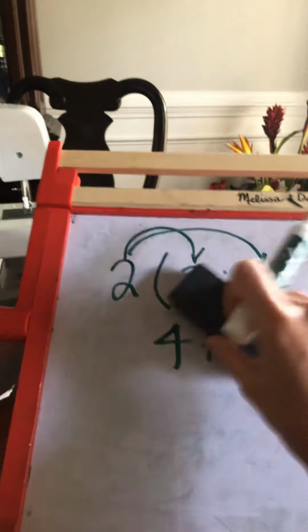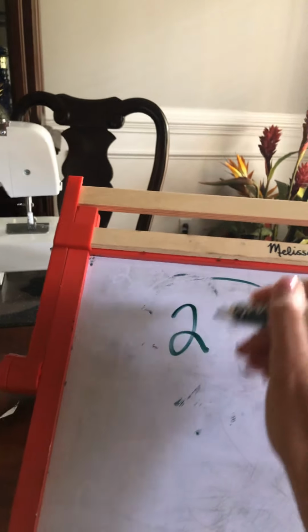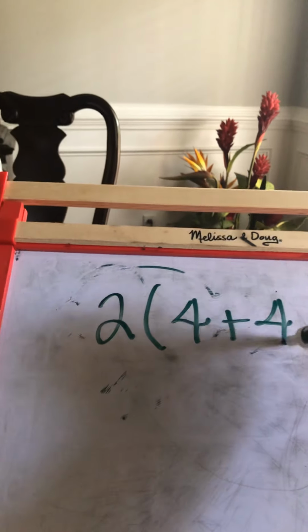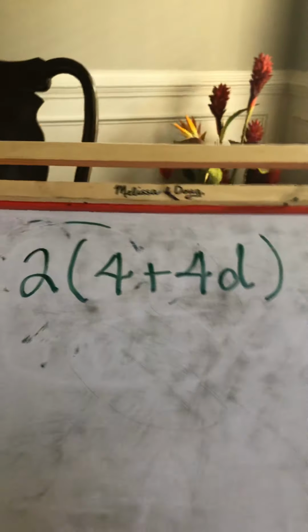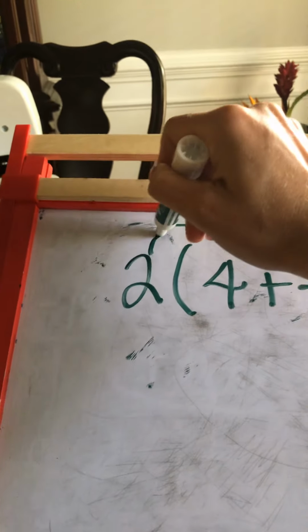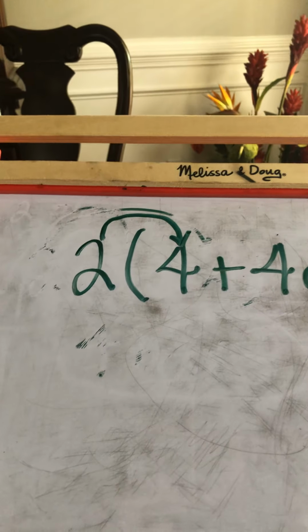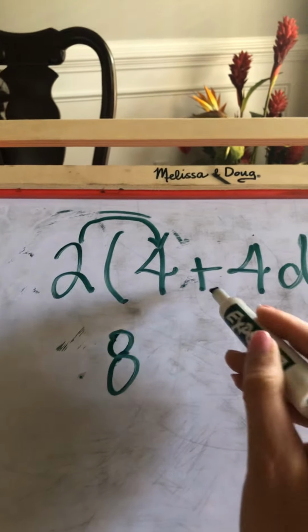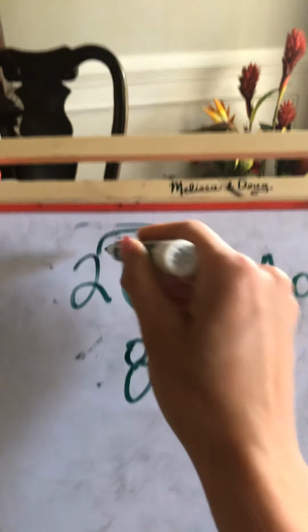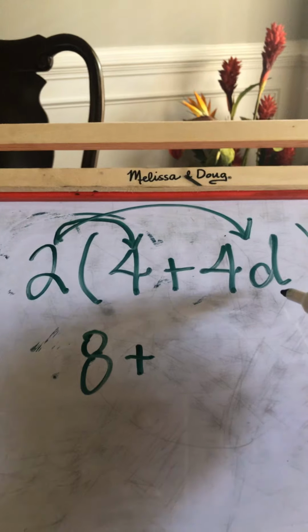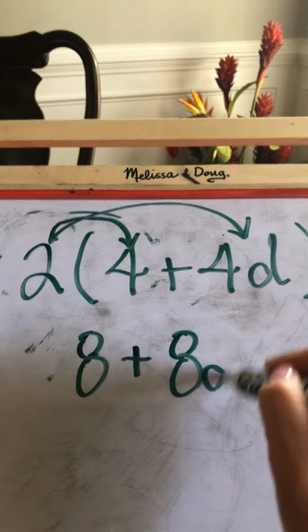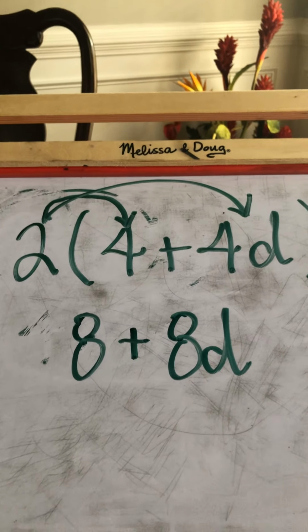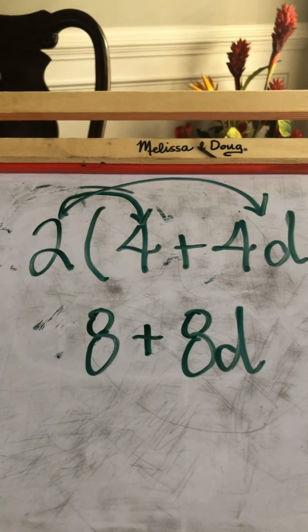So let's do another one. Let's say I have 2 on the outside and then 4 plus 4d on the inside. Okay, so I'm taking my outside number, my 2, and I am multiplying it to everything on the inside. So 2 times 4 is 8. I'm going to keep my operation sign, so plus, and then 2 times 4d. Again, I have a variable right here, so I'm going to multiply my numbers together. So 2 times 4 is 8, and I'm going to keep my variable. So 8 plus 8d, and that's what I would type in for IXL as my answer.